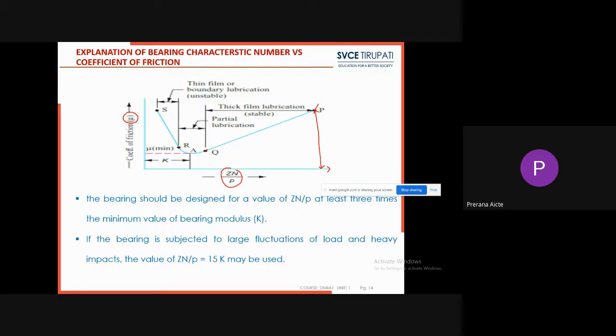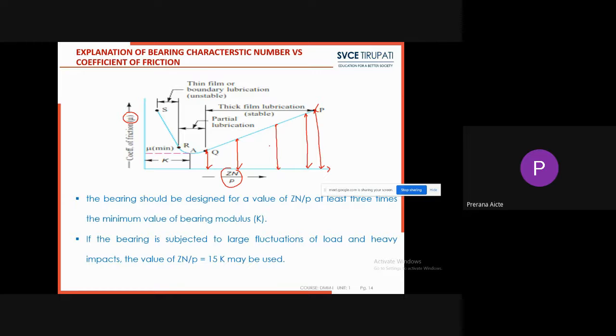Clear? So whenever you have more friction, we provide a thick film lubricant. That means we can supply more lubrication oil to the bearing surface. That is called thick film lubrication. So the gap between the bearing and journal will keep on reducing. Here it is very less, here also very less, and here also less. So from point P to point Q, the gap or space between the journal and bearing gradually reduces.